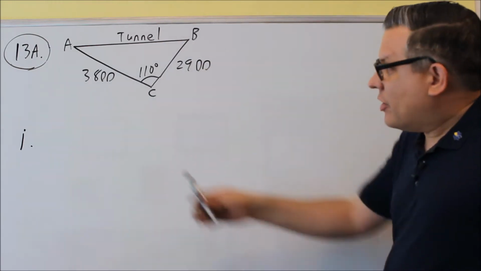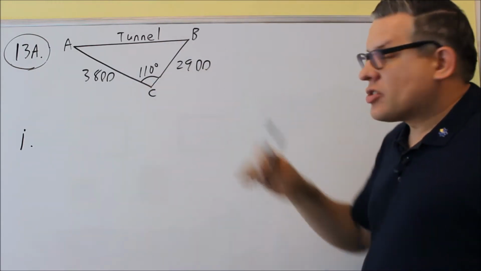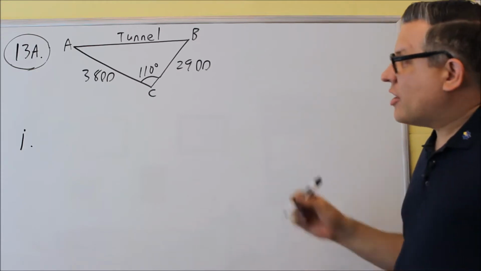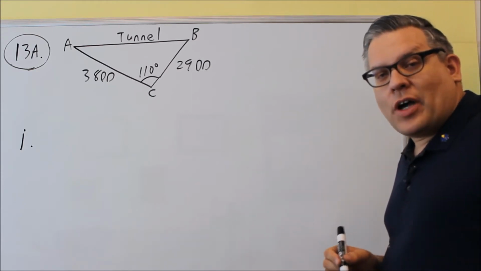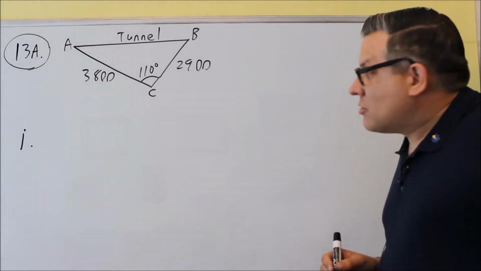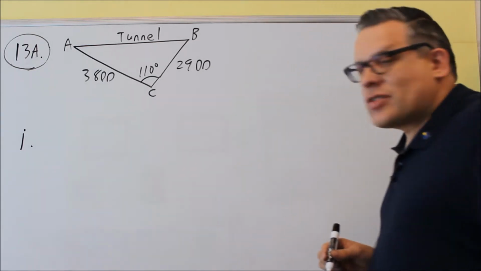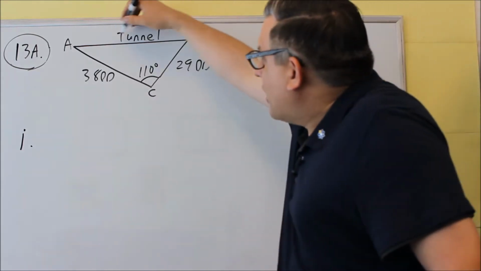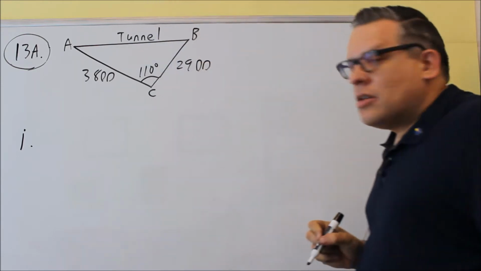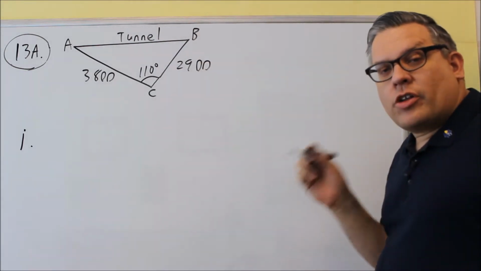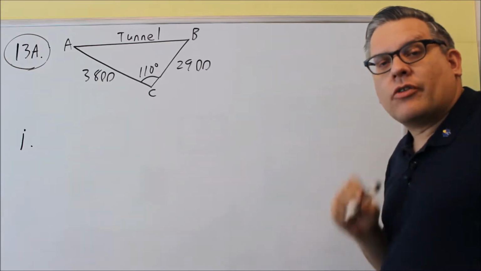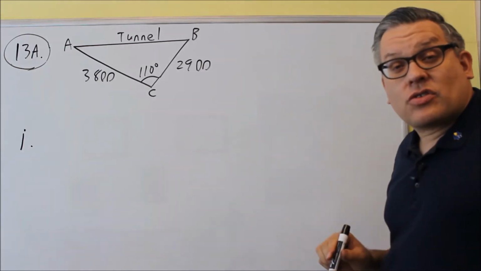Now what we have here is a side angle side situation. Side angle side problems can only be solved by using the law of cosines. So that's what we're going to do in this case. Now the side that says tunnel, that's going to be side C. So I want to use the version of the law of cosines that allows us to solve for C.